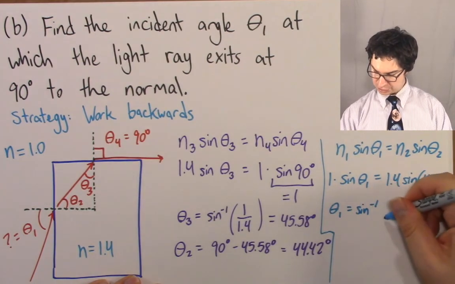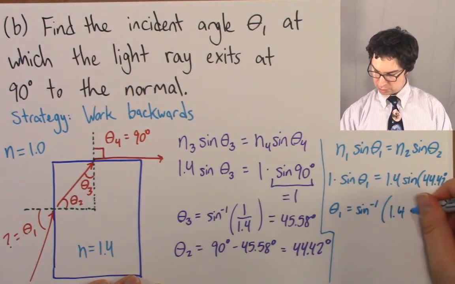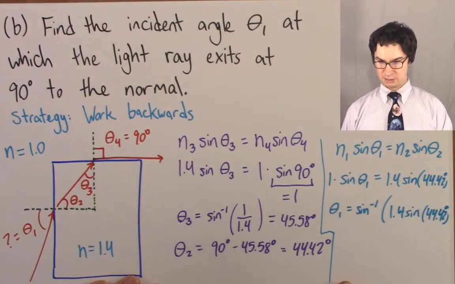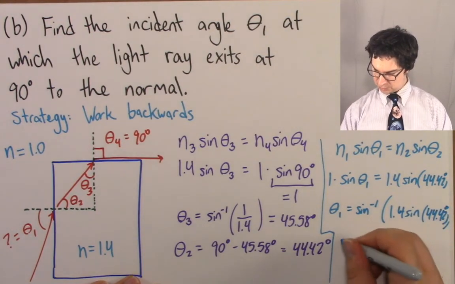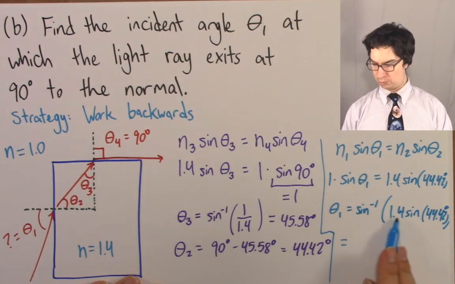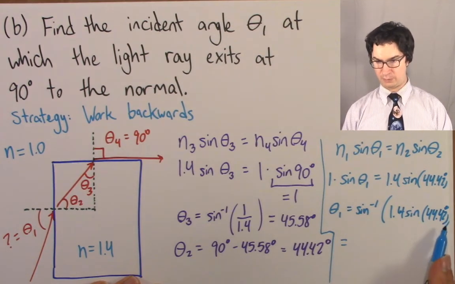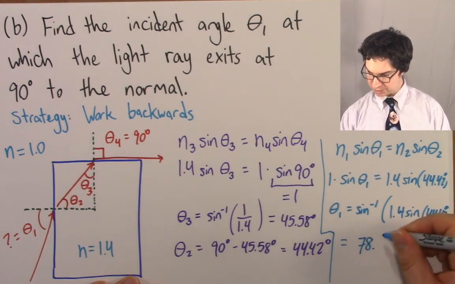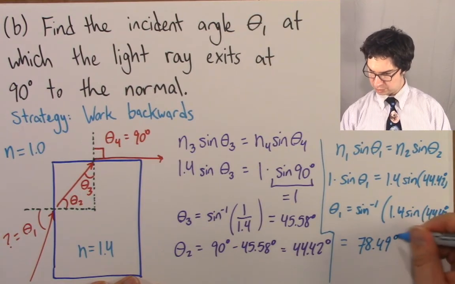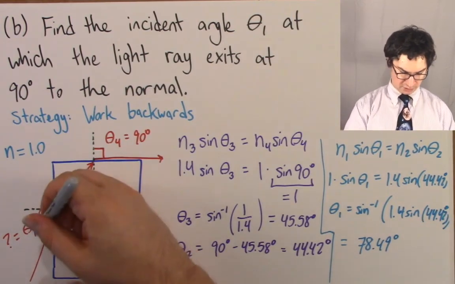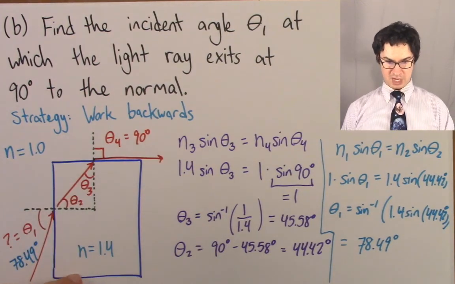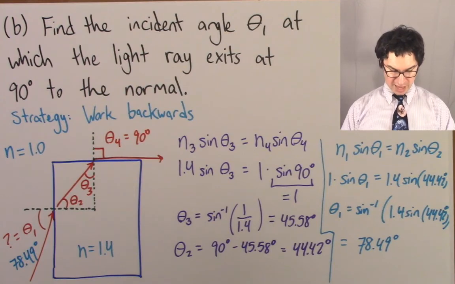Okay, so now if you want to find theta 1, you take the sine inverse of both sides. So sine inverse of 1.4 sine of 44.42 degrees. All right, and if you calculate that, sine inverse of 1.4 times sine of 44.42 degrees, you're going to get a theta 1 of 78.49 degrees. Okay, so this angle over here is 78.49 degrees.